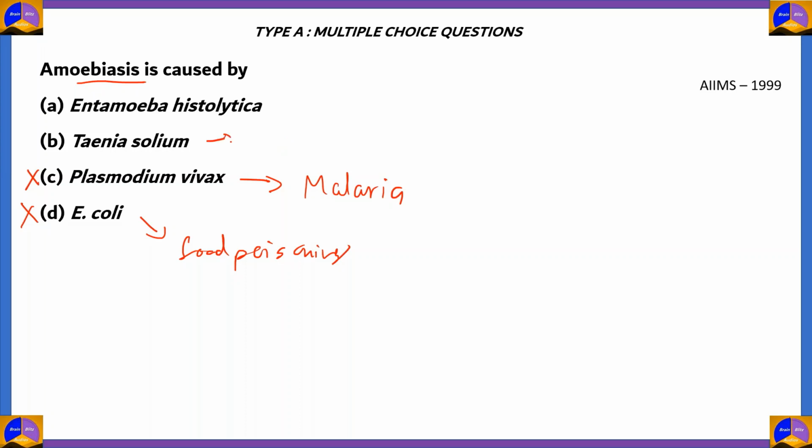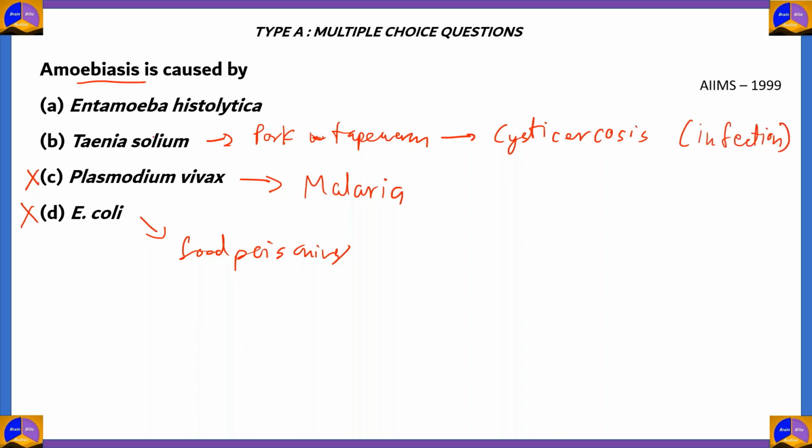Option B, Taenia solium. This is known as pork tapeworm. And this pork tapeworm causes cysticercosis. Now, cysticercosis is an infection caused by pork tapeworm, and that does not cause amoebiasis. So option B is incorrect. The right answer is option A, Entamoeba histolytica. Now, since this is the only amoeba found in the four, and amoebiasis is due to the presence of amoeba in the intestinal tract, so option A is the right option.